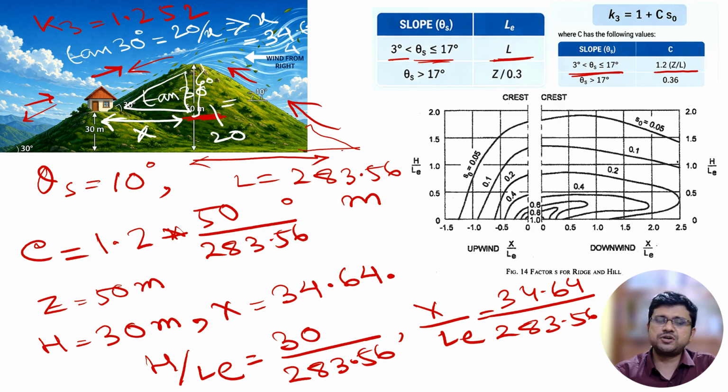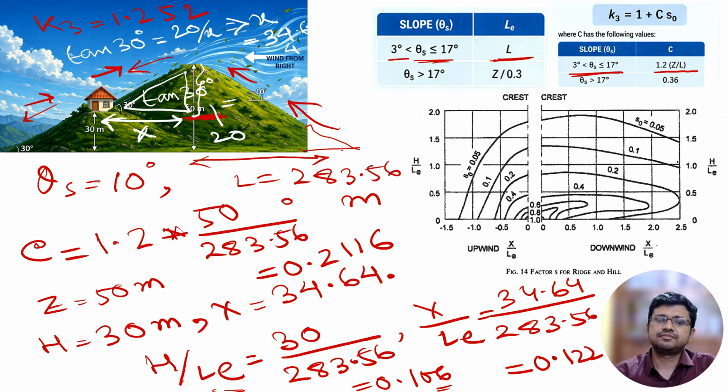So 1.2 into 50 by 283.56, this is close to 0.2116. And H by LE is 30 by 283.56, this is 0.106. And X by LE is 34.64 by 283.56, this will be 0.122. So H by LE is 0.106 and X by LE will be 0.122.